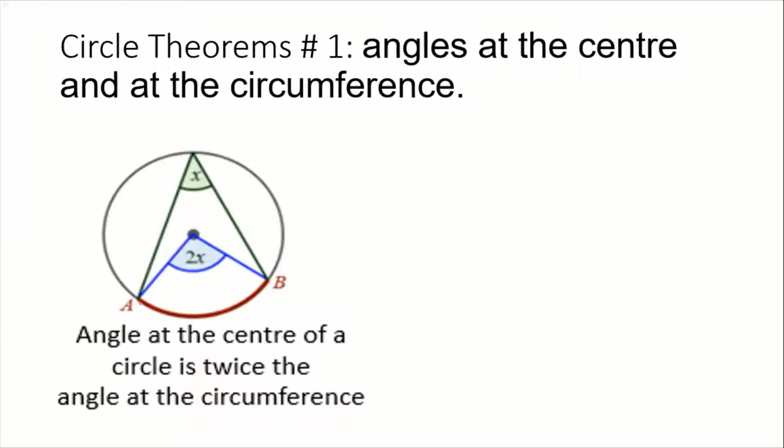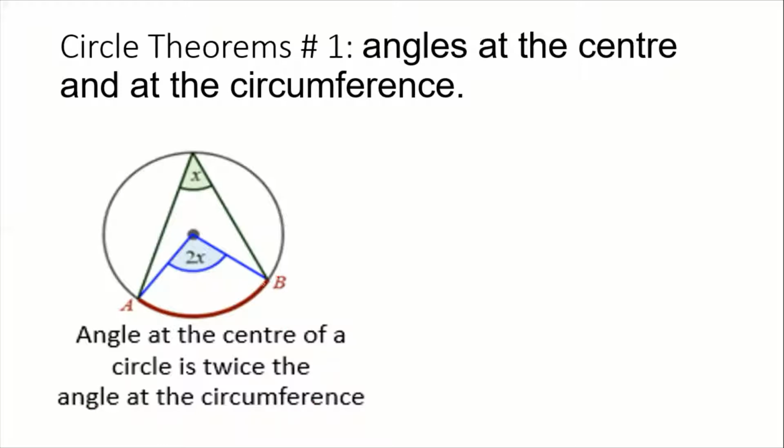So once the angle at the center is subtended by the same arc as the one at the circumference, then the one at the center is twice the one at the circumference, as demonstrated here. So you can see at the center we have 2x, and at the circumference that angle is x, right? So the angle at the center of the circle is twice the angle at the circumference, right?